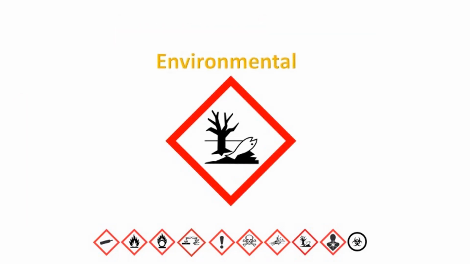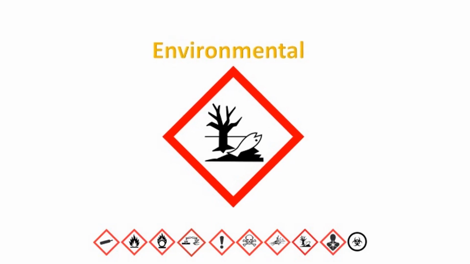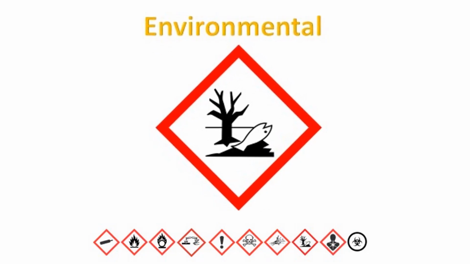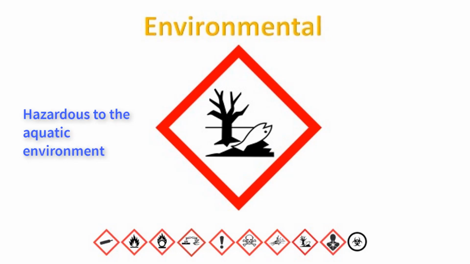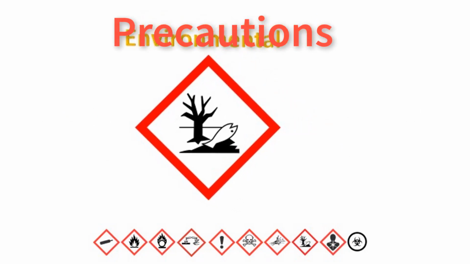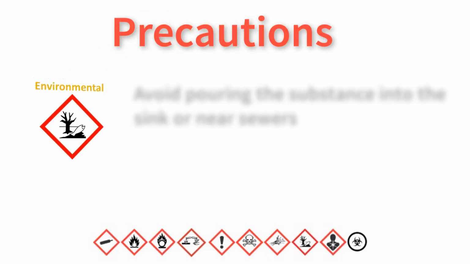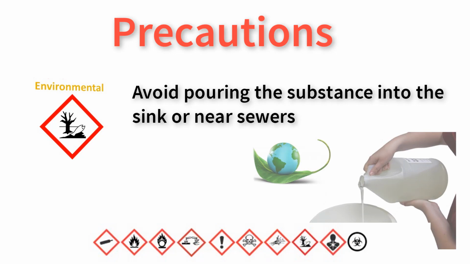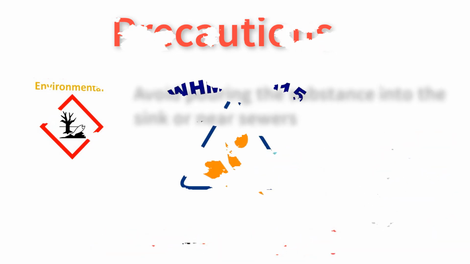Lastly, the environmental pictogram is the only icon represented in the environmental hazard group. This substance may be hazardous to the aquatic environment from either an acute or long-term perspective. Although Canada did not adopt this symbol, you may see this pictogram on imported products and safety data sheets, SDS. A precaution for handling this substance is to avoid pouring the substance into the sink or near sewers.